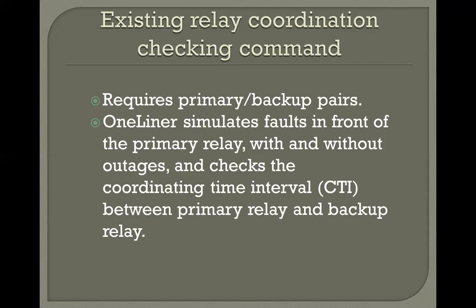In a nutshell, what this command does is look at these pairs one at a time, and for each pair it simulates faults in front of the primary relay with and without outages. Then it checks the coordinating time interval between the primary relay and the backup relay, and warns you if the CTI is too high or too low. So this is the third command.